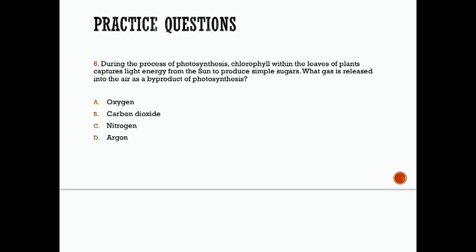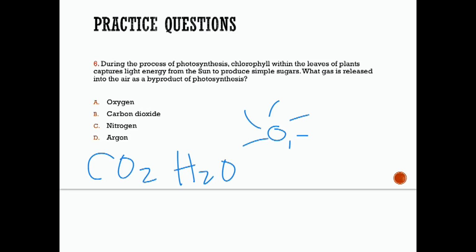Last one, number 6. During the process of photosynthesis, chlorophyll within the leaves of plants captures light energy from the sun to produce simple sugars, that glucose. What gas is released into the air as a byproduct of photosynthesis? So byproduct, photosynthesis produces two things. All right, if you remember the equation, photosynthesis needed carbon dioxide, it needed water, it needed sunlight. Okay, then it's going to produce two things that are both products. By means two, so two products.